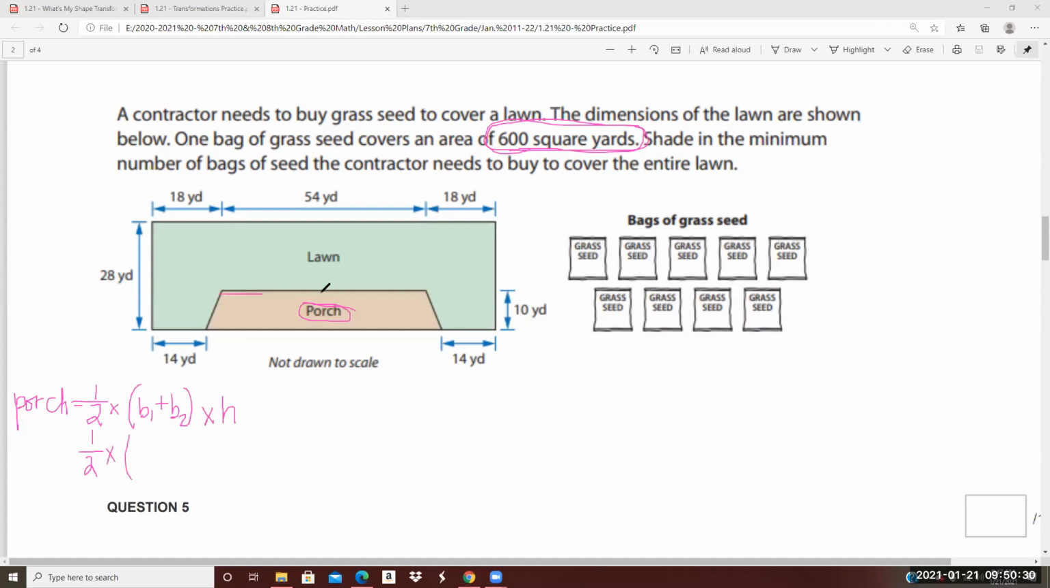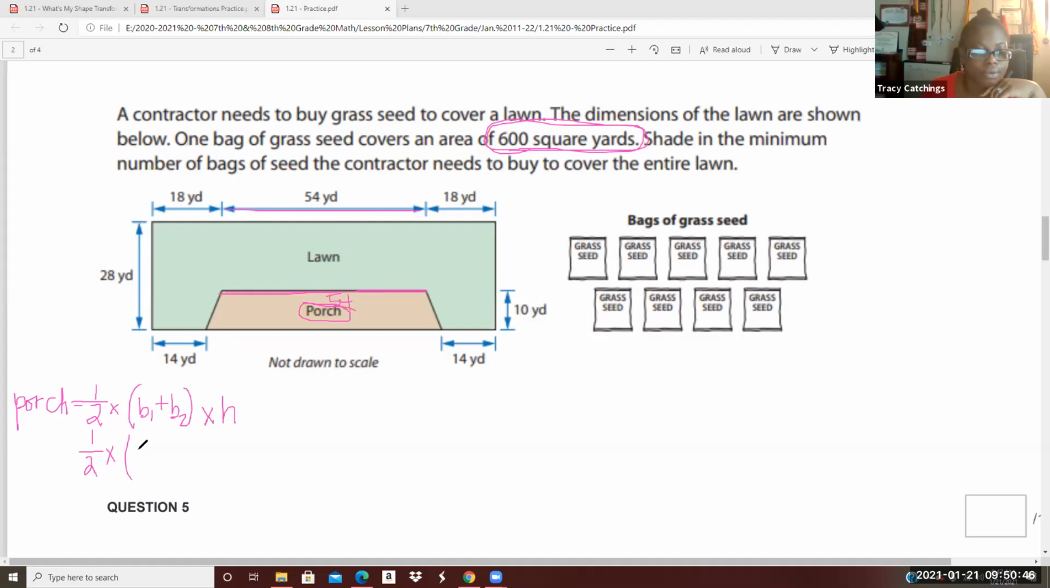All right, so what would be base 1 of the porch? 54. Good job. Notice where I highlighted across the top. So I'm going to look across the top of the figure and see if they told me anything. And they did. All right, so for base 2, that means I look at the bottom.